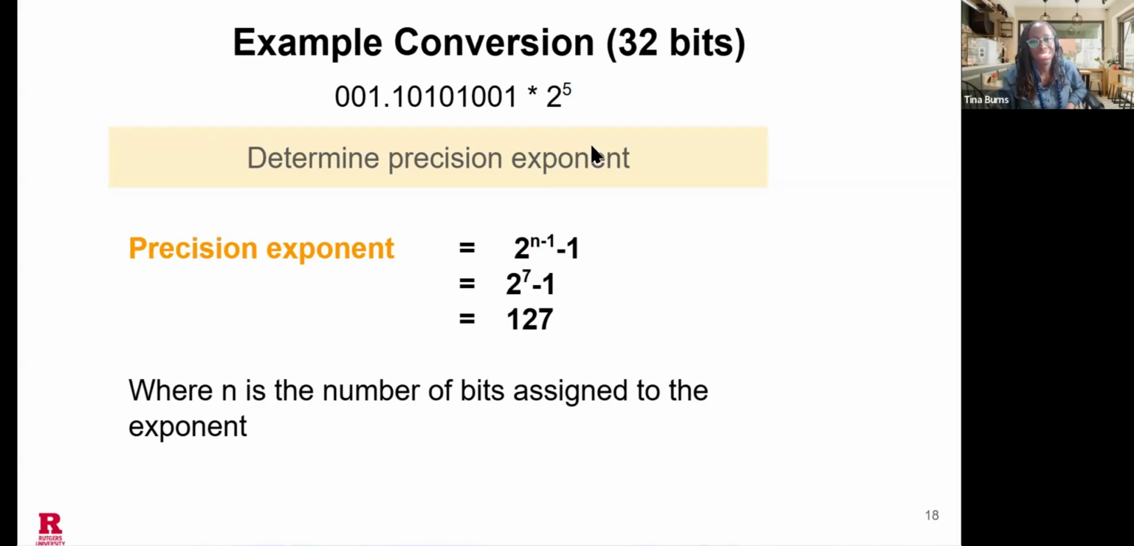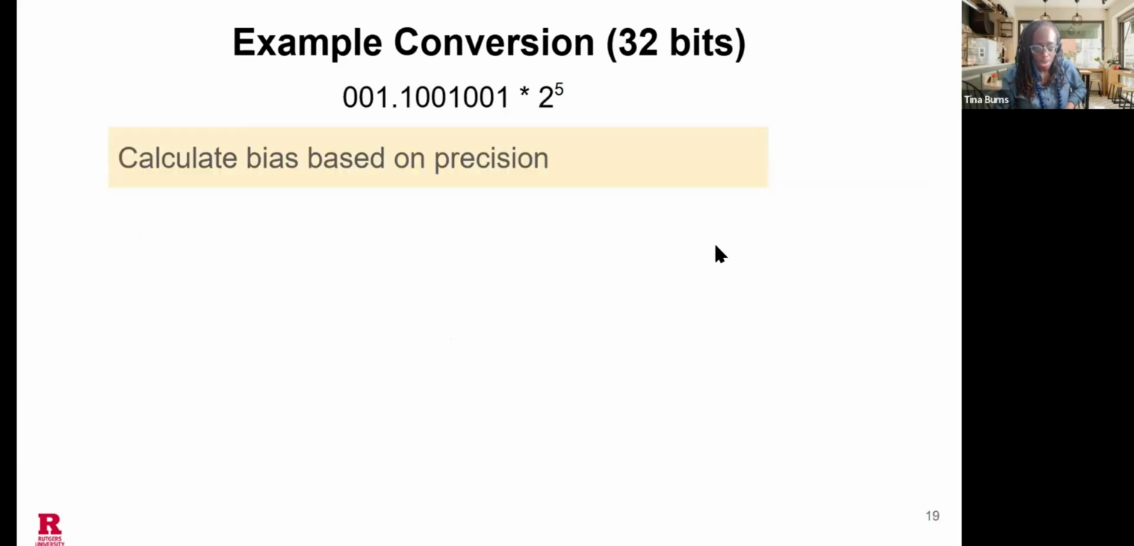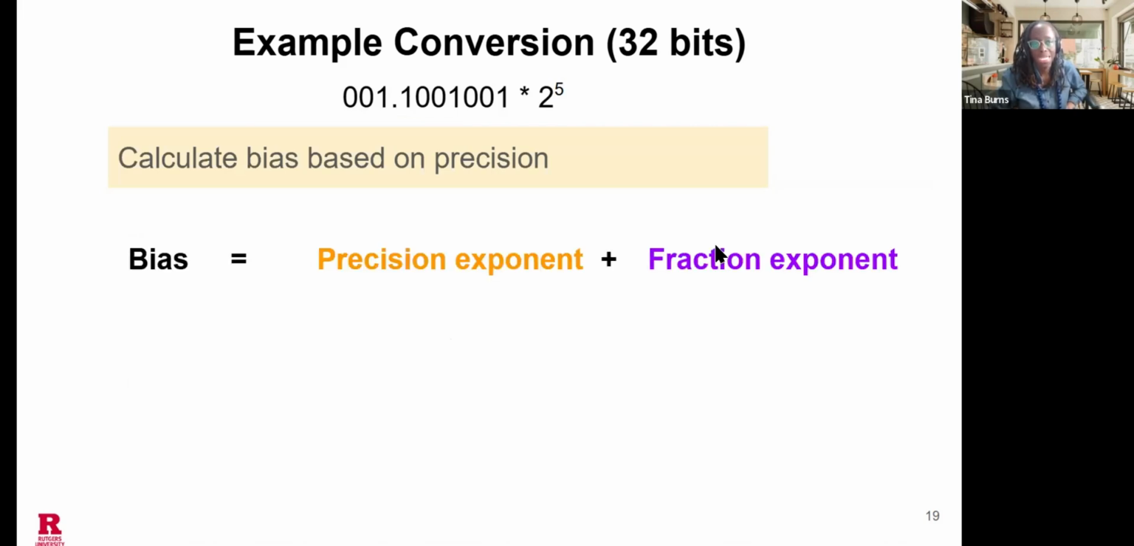The next thing we're going to do is get into the bias. The bias is going to be dependent on how many times we move that decimal place for the value up here. So our bias is going to be your precision exponent plus your fractional exponent. Our fractional exponent was right here, this 5 value, because I had to move this over 5 spaces. I'm going to add that to this value here. So that's where I get this 5.